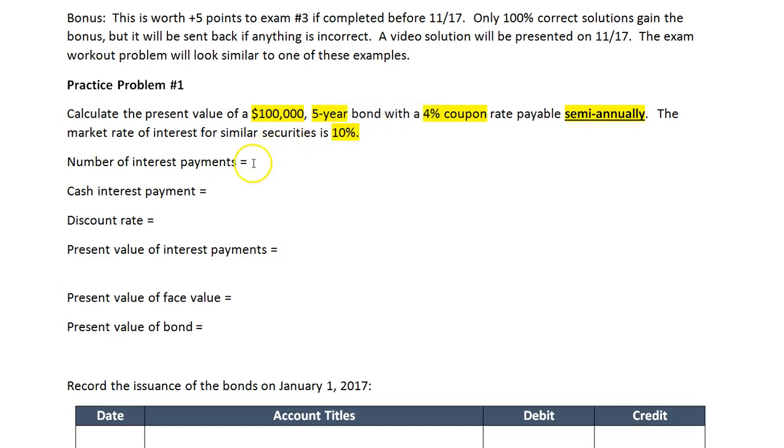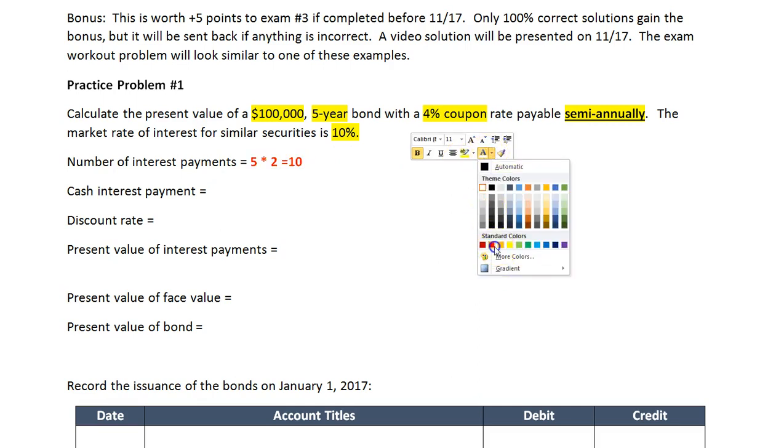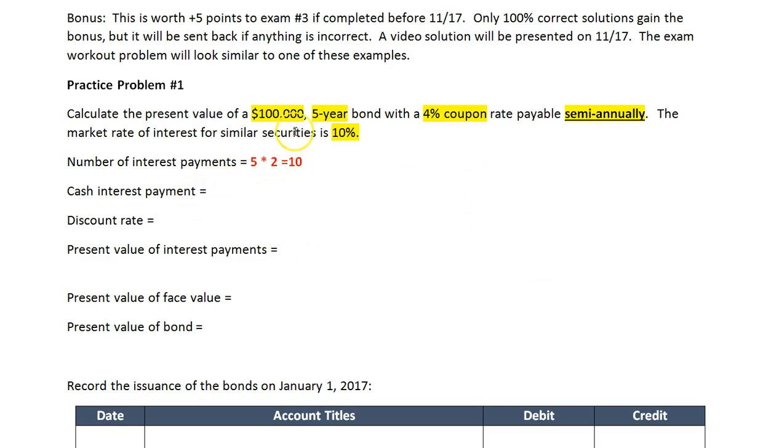The number of interest payments here will be the number of years times the amount of times they're paying per year. So it'll be 5 times 2, which equals 10. The cash interest payment will be equal to the face value of the bonds times the coupon rate, divided by, in this case, by 2 because it's semi-annually.